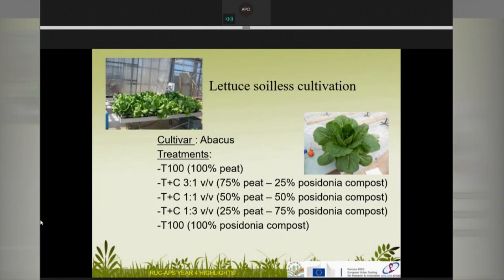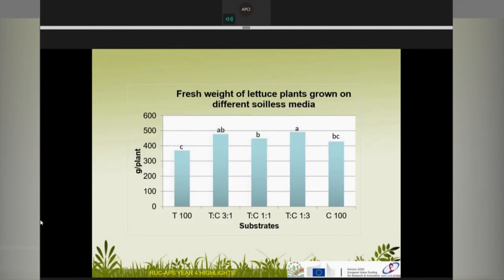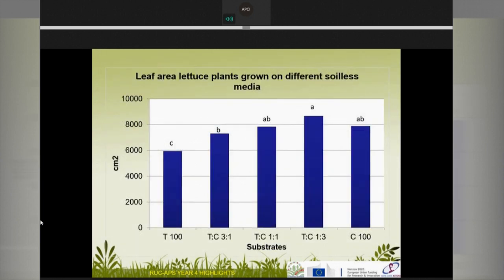In another trial, lettuce plants were grown on five substrates represented by peat, mixtures of peat and Posidonia compost, and compost alone. The percentages are expressed on a volume basis. The lettuce yield in terms of fresh weight was higher when plants were cultivated in compost and mixtures with respect to peat, which represented the control. Lettuce plants show the same results in terms of leaf area.